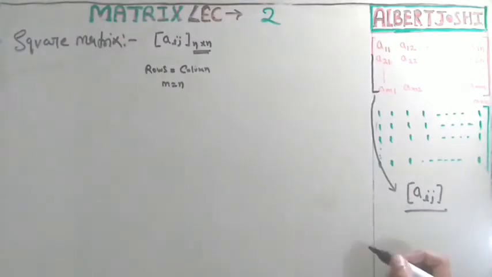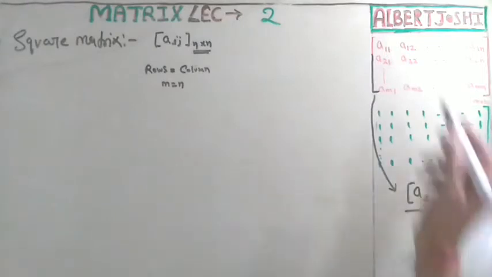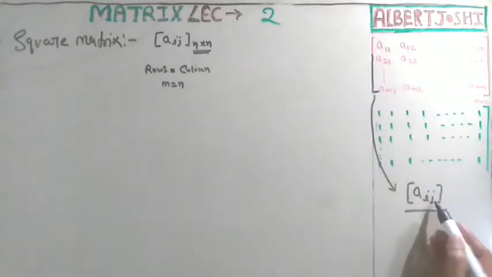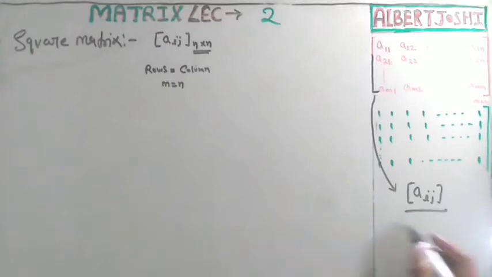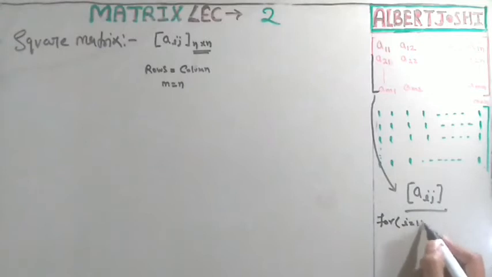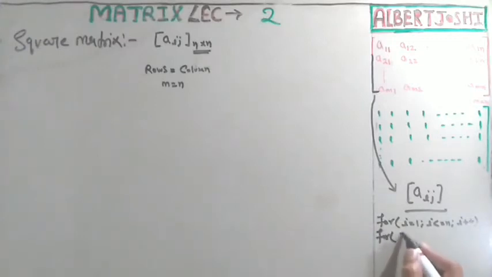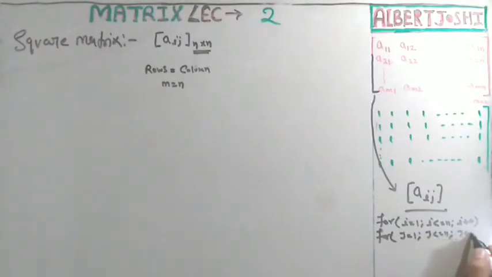It means that at first you will put i is equal to 1, then you will put j is equal to 1, 2, 3, 4, up to n. If you have studied a programming language, then you will use i is equal to 1, i less than or equal to n, and i plus plus. Then this is the first one, j is equal to 1, j less than or equal to n, and j plus plus. Then after that you write aij. So this is the representation of aij.